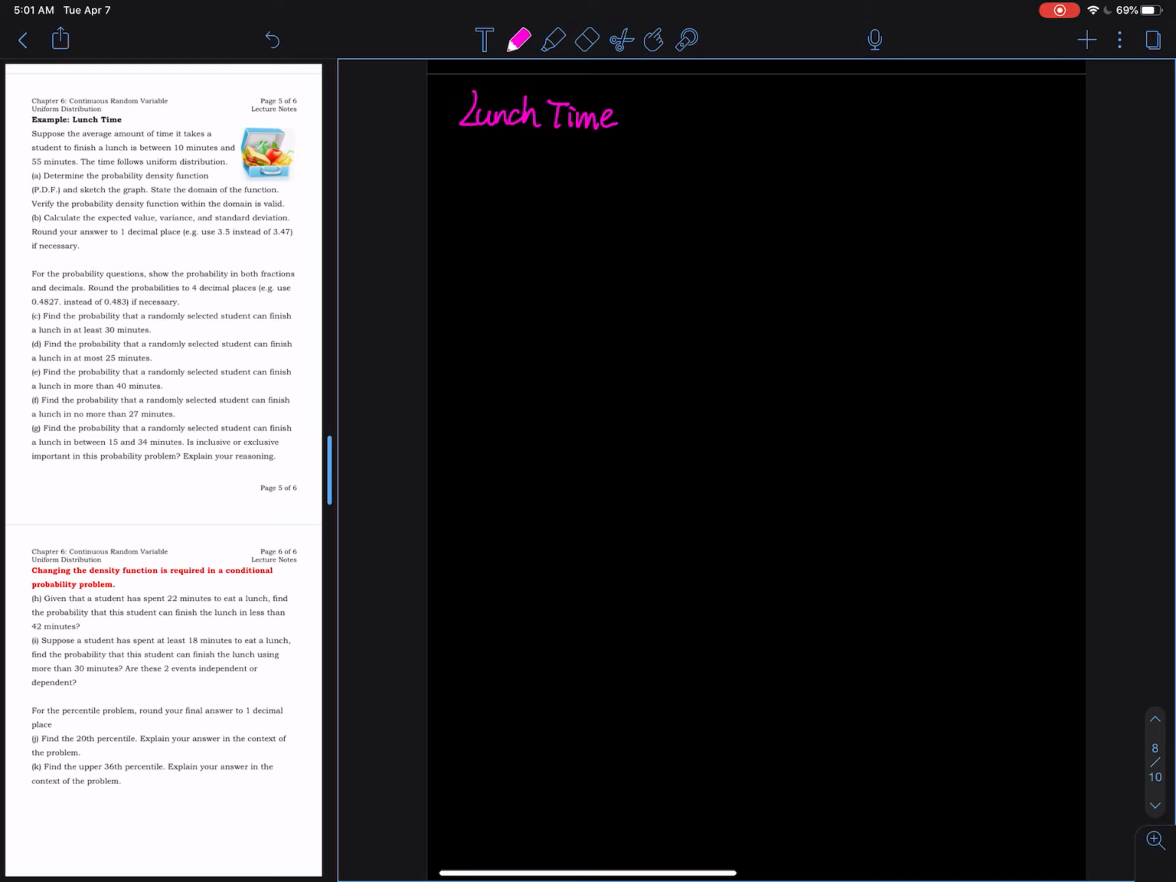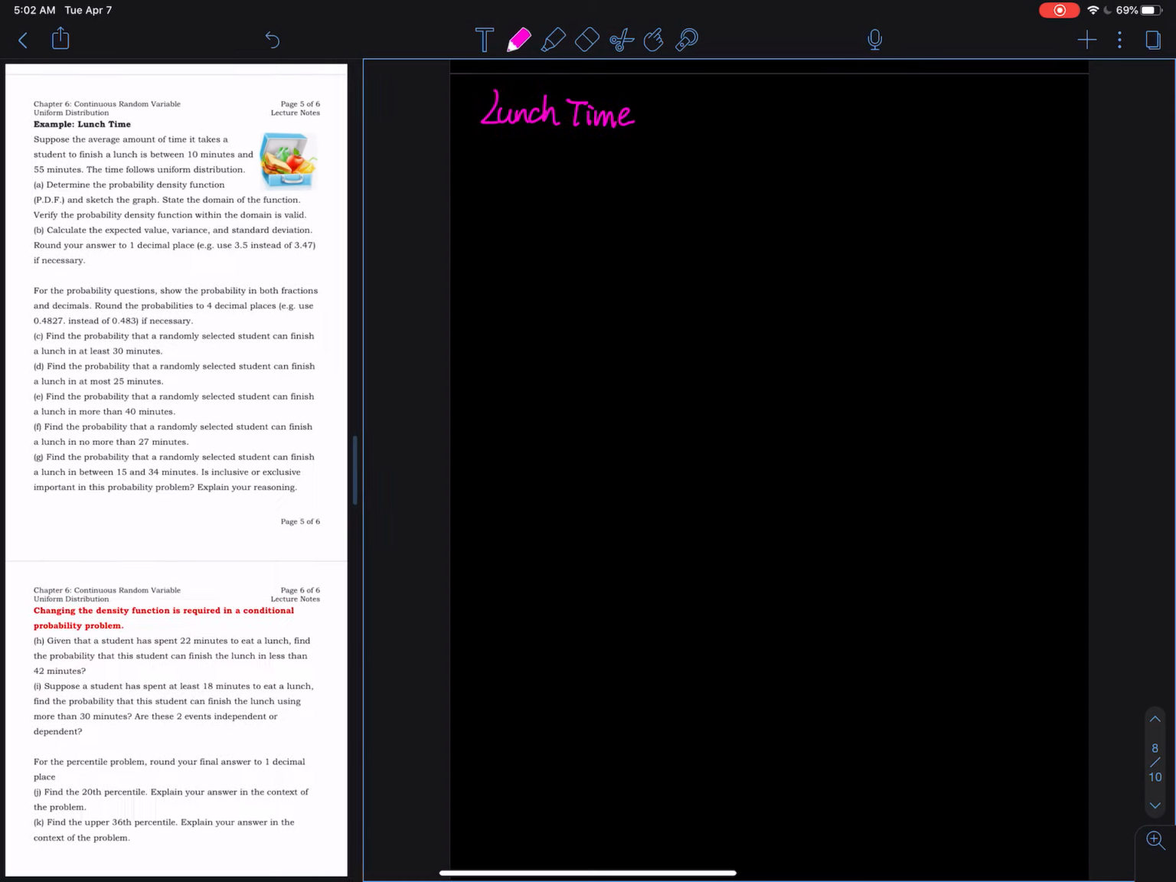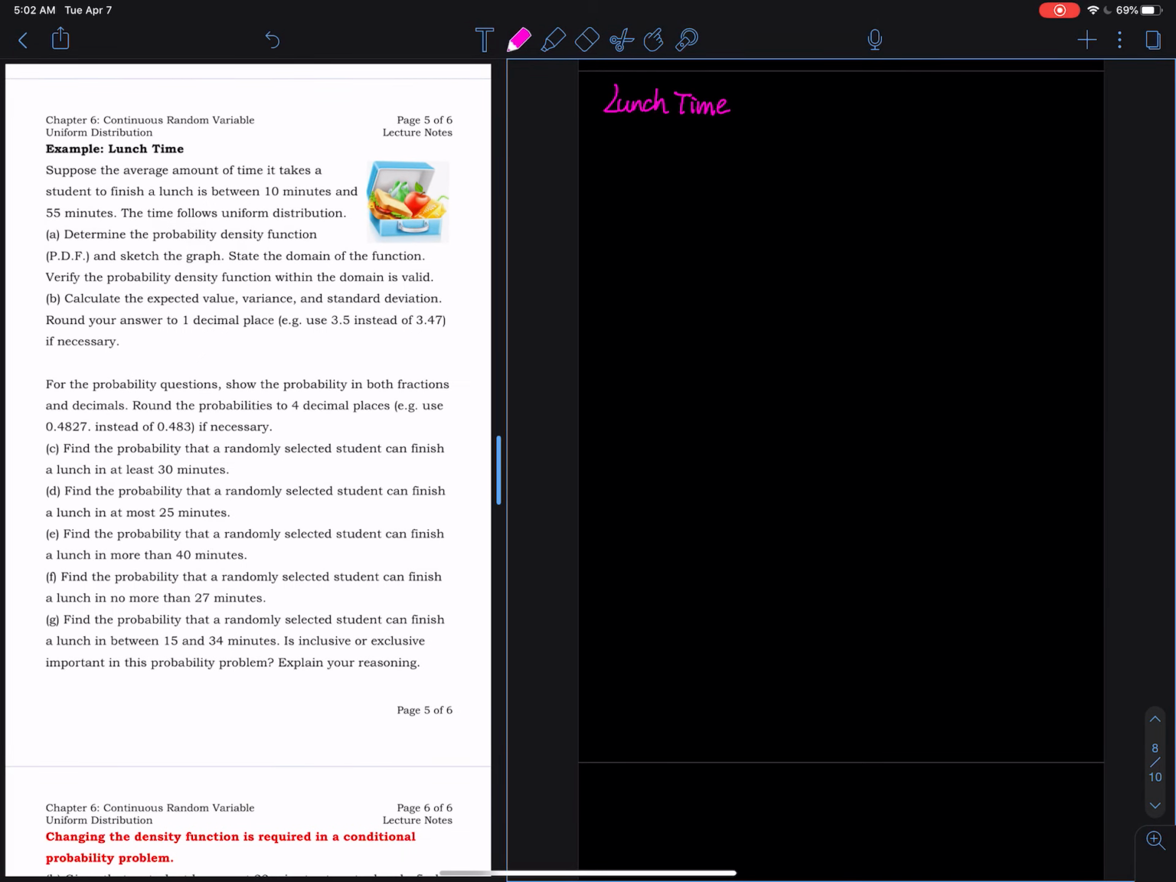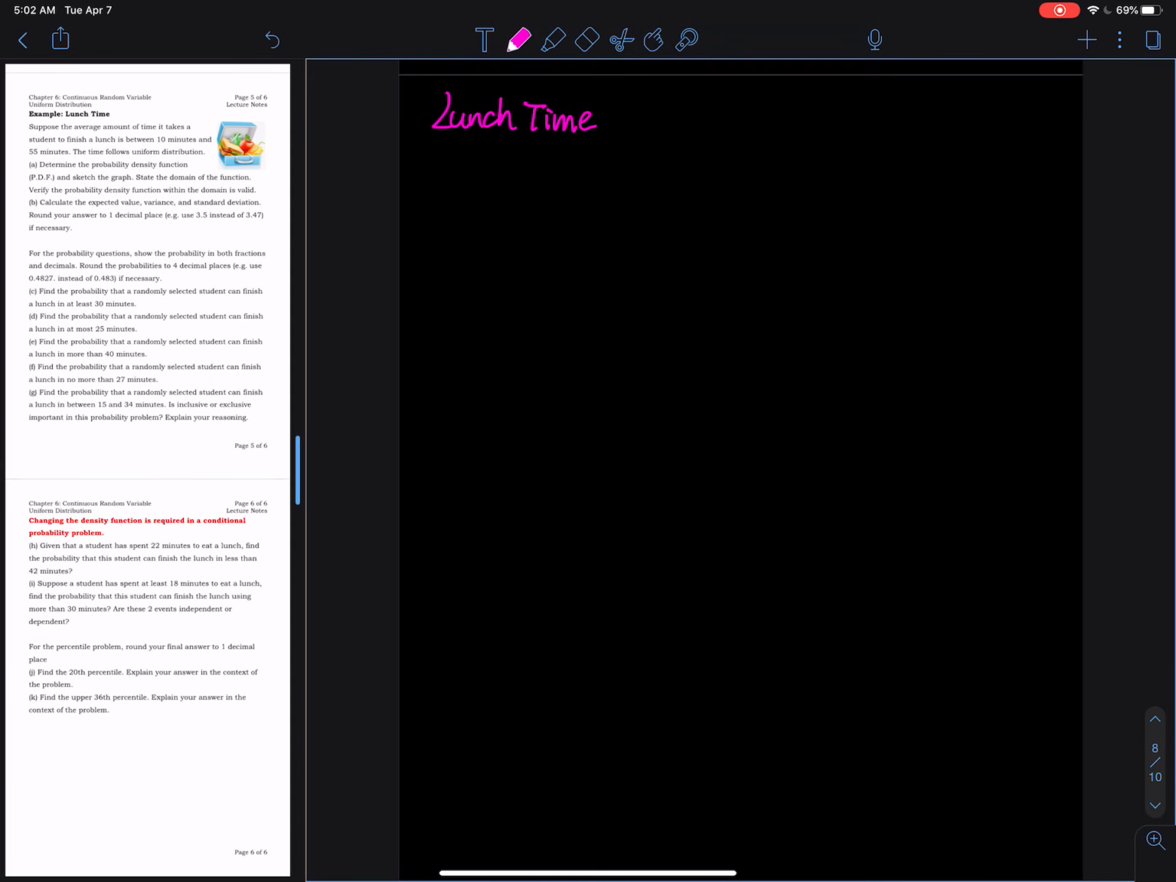The last problem, the lunchtime example. I picked another problem because I want to show you that the average doesn't have to start at 0. So take a look. Suppose the average amount of time it takes a student to finish a lunch is between 10 and 55 minutes. So in this problem, you have A equals 10 and B equals 55.